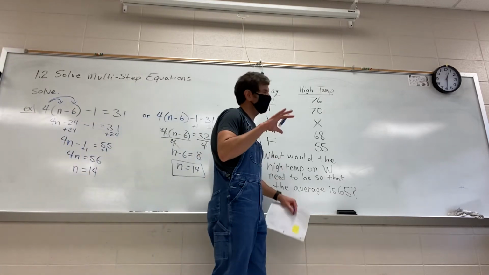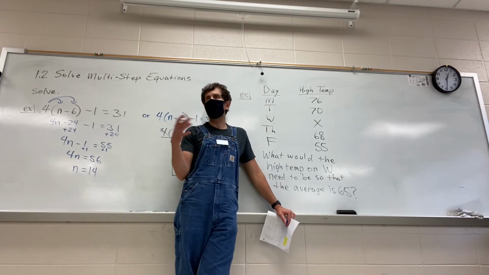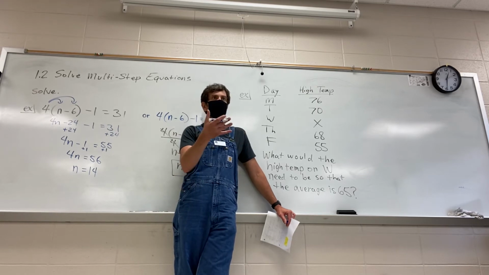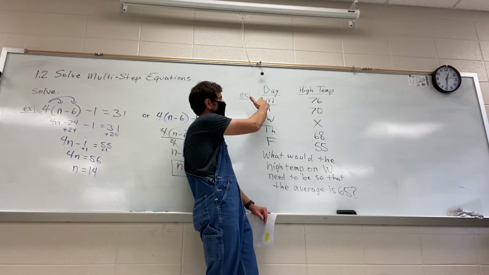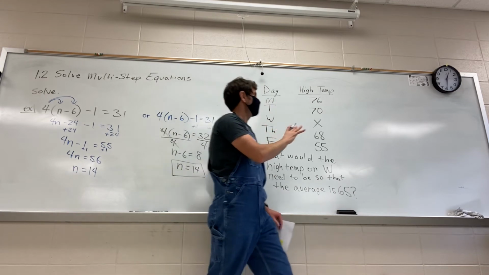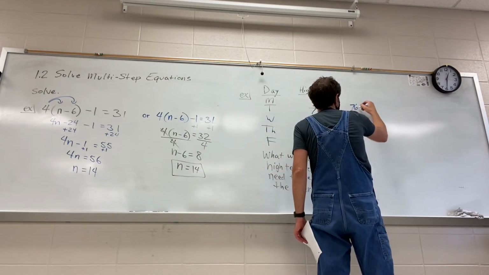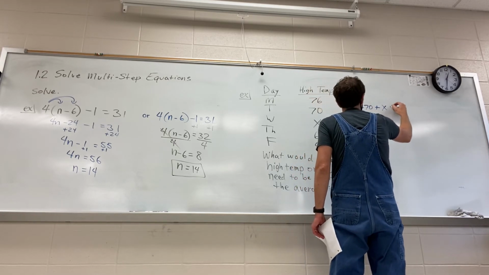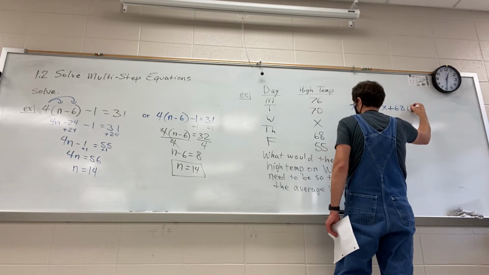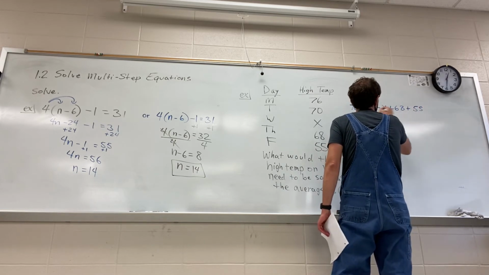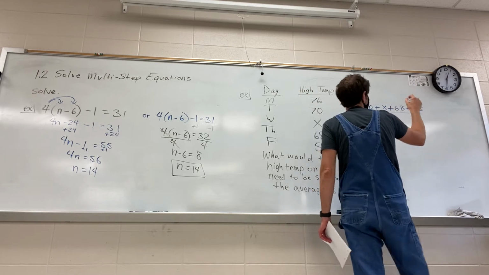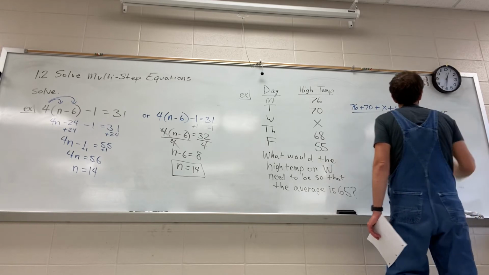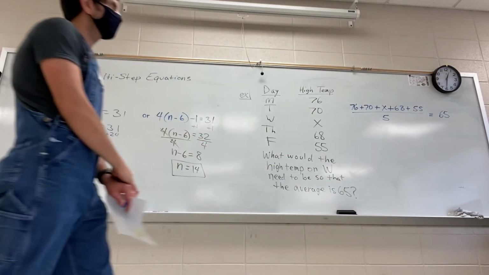What you guys are realizing is that to find the average, you would need to add them all together and divide by how many there are, right? But how many days are we actually working with here? 5. So here's how you're going to set it up. To get the average, I would add them up, divide by 5. And what does it need to equal? 65. That's the setup for this problem.